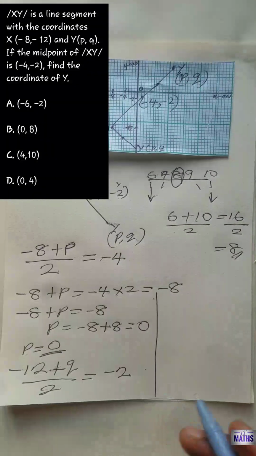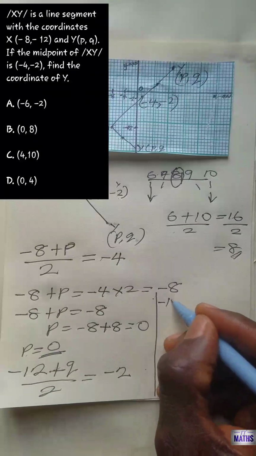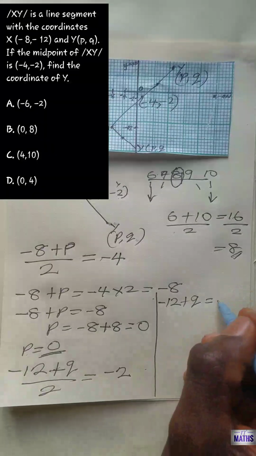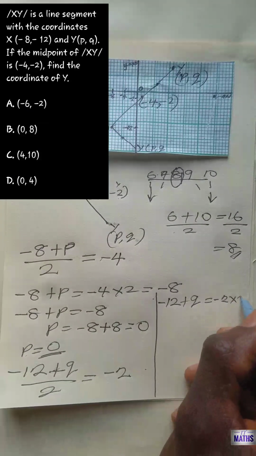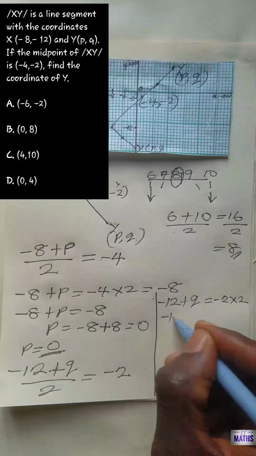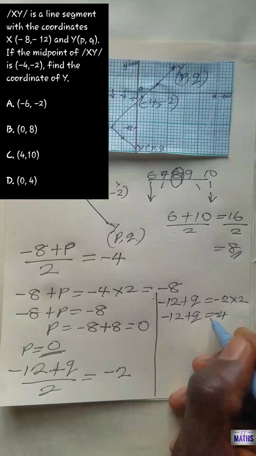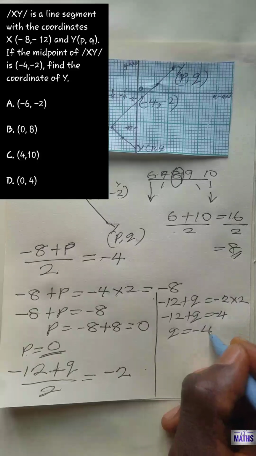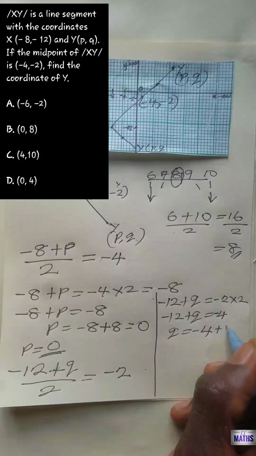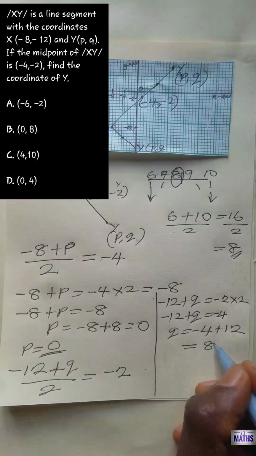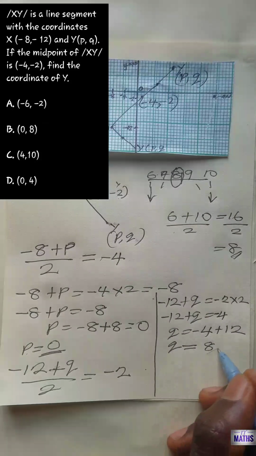Let's solve that. So -12 plus Q is equal to, this comes over here and becomes -2 times 2. So -12 plus Q is equal to -4, and Q is equal to -4, -12 comes and becomes plus 12. -4 plus 12 is 8. So my Q is equal to 8.